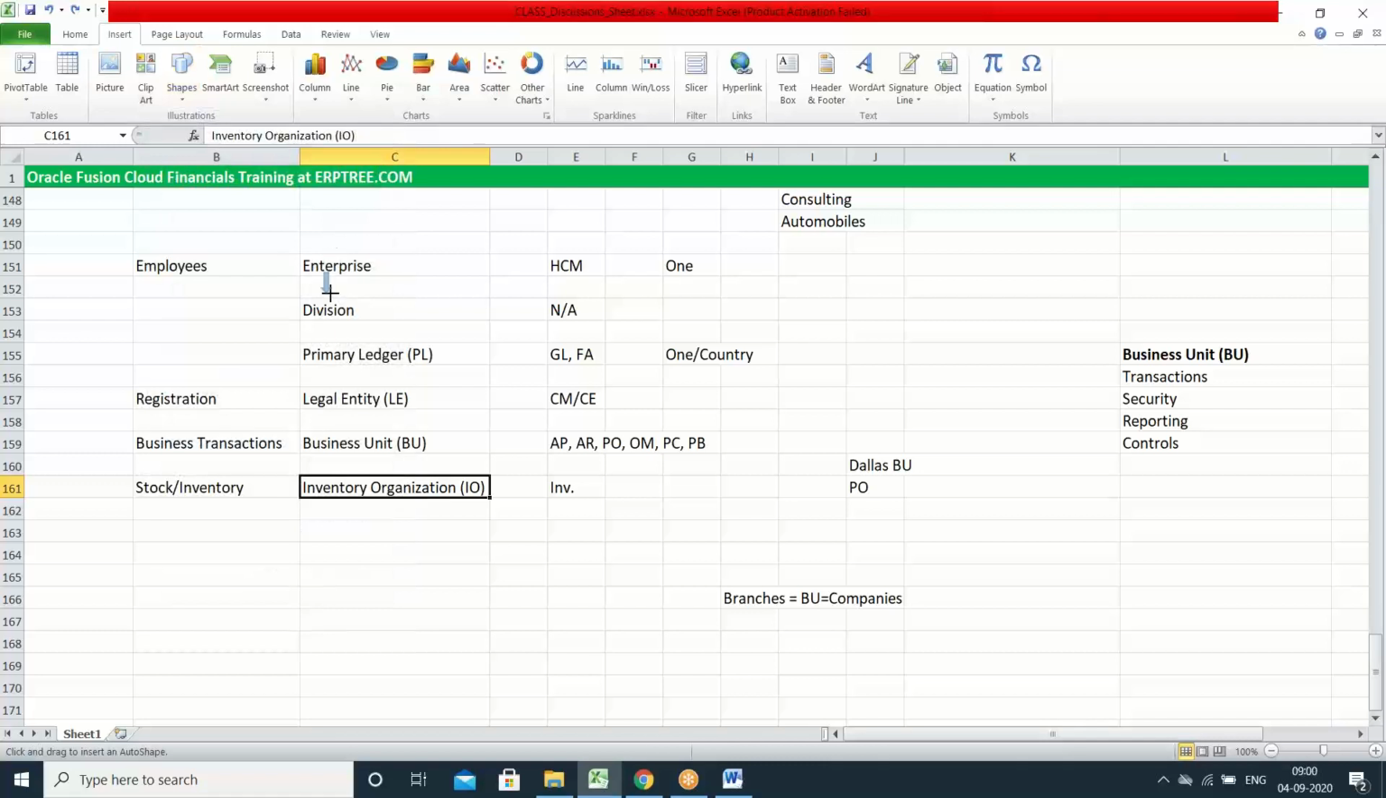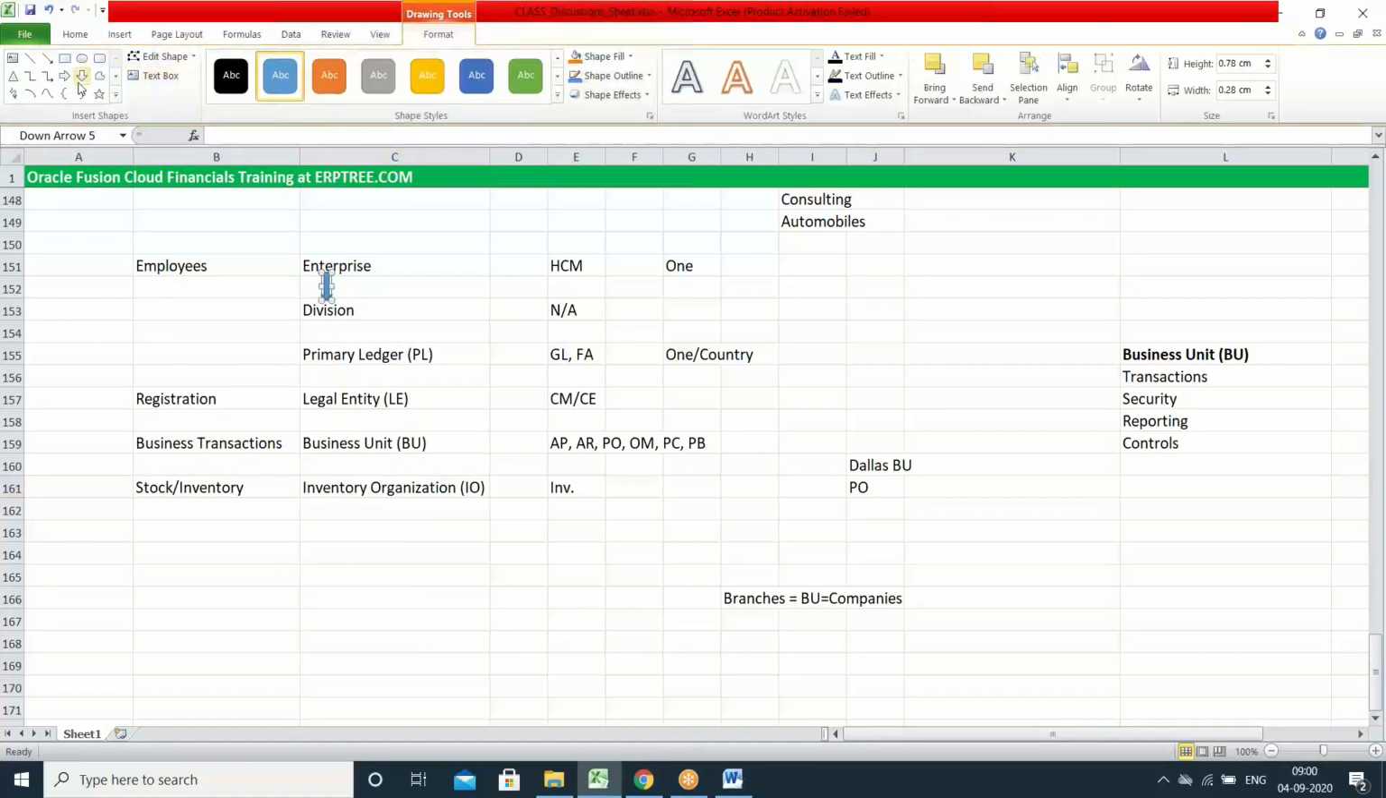Under enterprise you can have a division. Under division you can have a primary ledger. Under primary ledger you can have a legal entity. Under legal entity you can have a business unit. Under business unit you can have an inventory organization. Okay, so this is as per the system, as per our Fusion application.